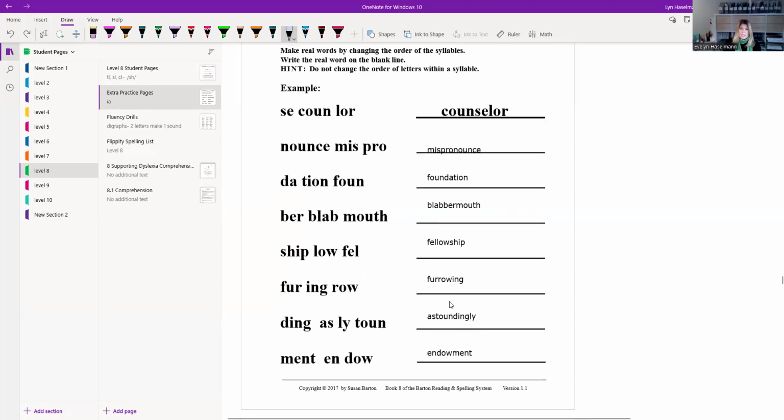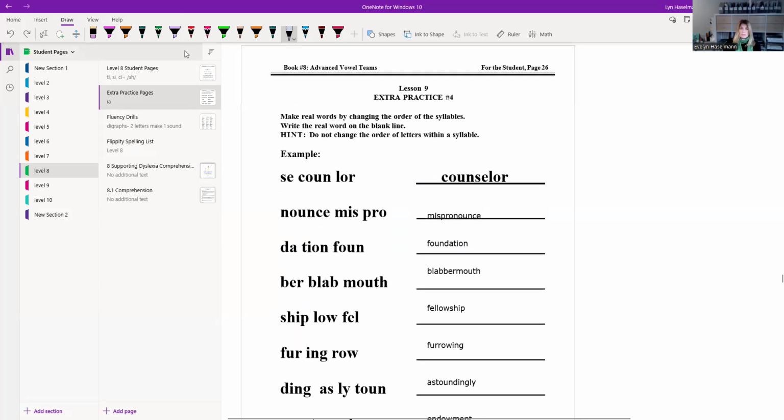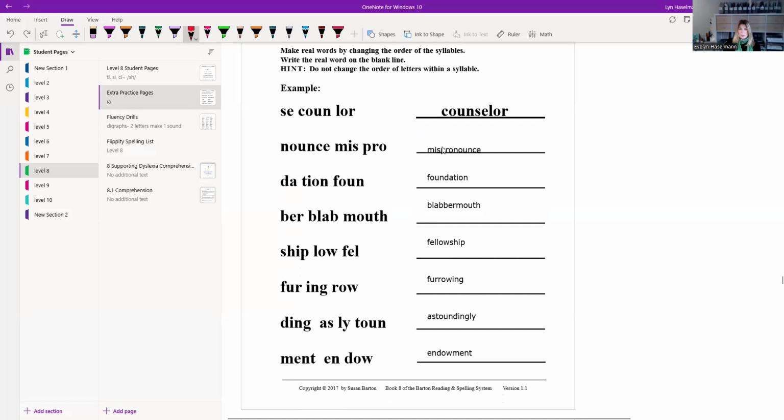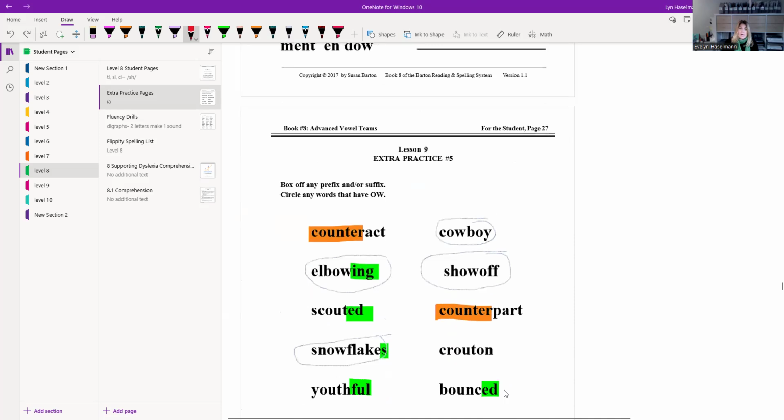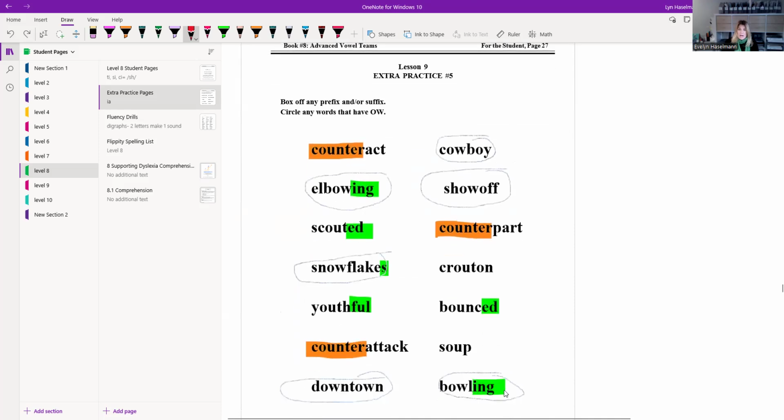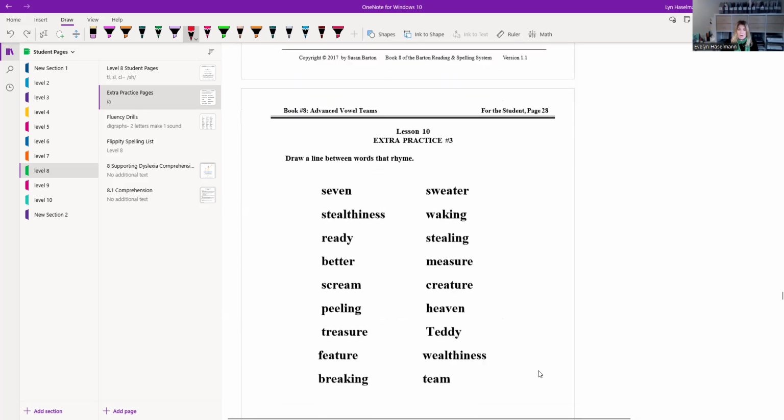All right, let's switch to looking at the extra practice pages. So this would be changing the order of syllables. I did go through and do these for anybody who needs help with them. Obviously, I don't want your student watching this before they do their practice work, because this will give them the answers. But in case you get stuck, here they are. Box off any prefix and suffix, and circle any words that have the OW. So we've got the OW as in elbowing, snowflakes, downtown, cowboy, show off, and bowling. So a nice little mix between the O and the ow.